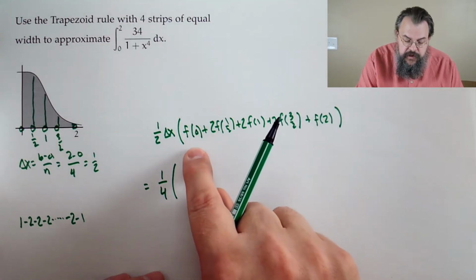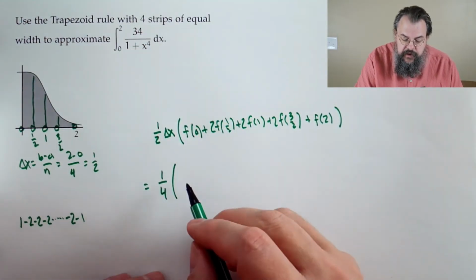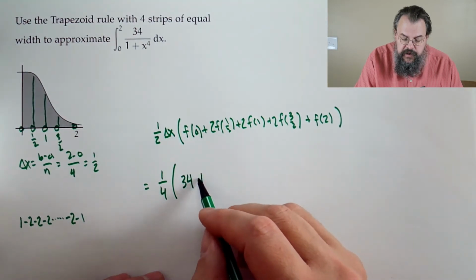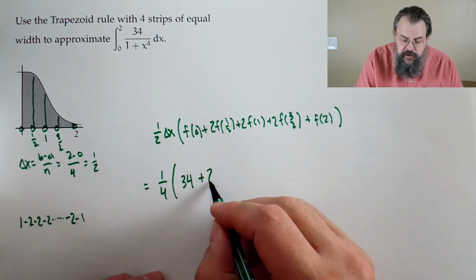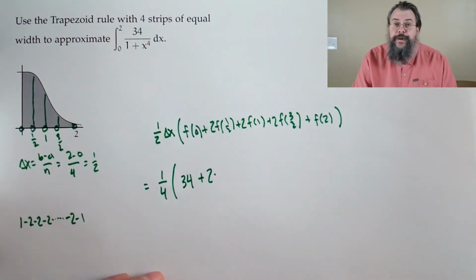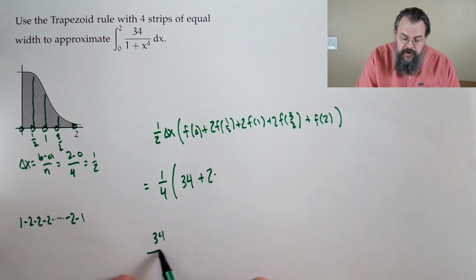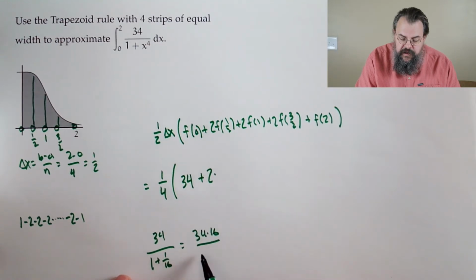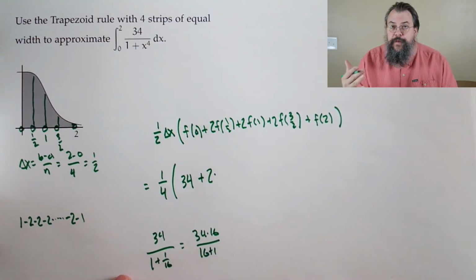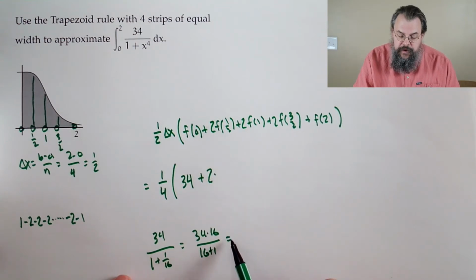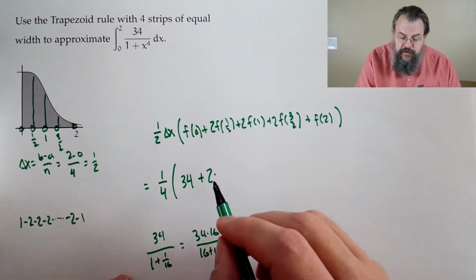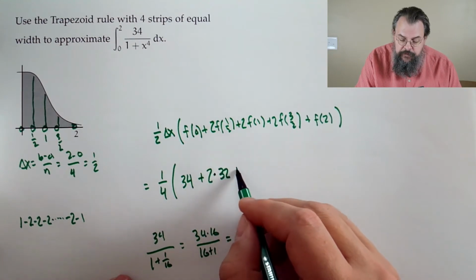F of 0. Well, that's 34 over 1 plus 0, so 34. Plus 2 times f of a half. Well, if you work it out, that's 34 over 1 plus 1/16. If you multiply top and bottom by 16, you get 34 times 16 over 16 plus 1. 16 plus 1 is 17, and that goes into 34, and that leaves us with 32. So it's 2 times 32.